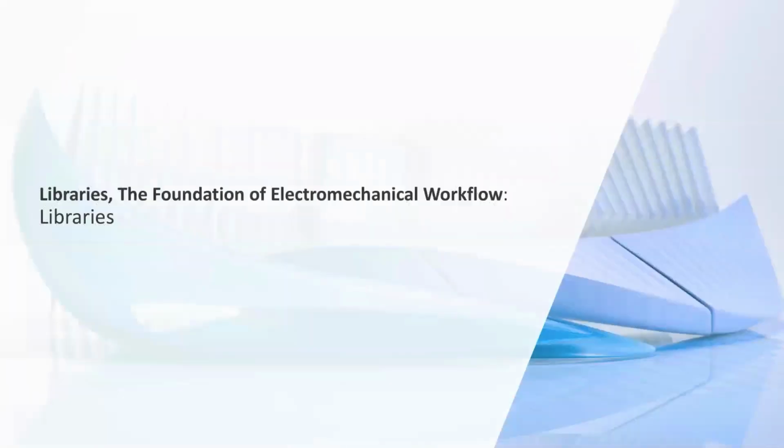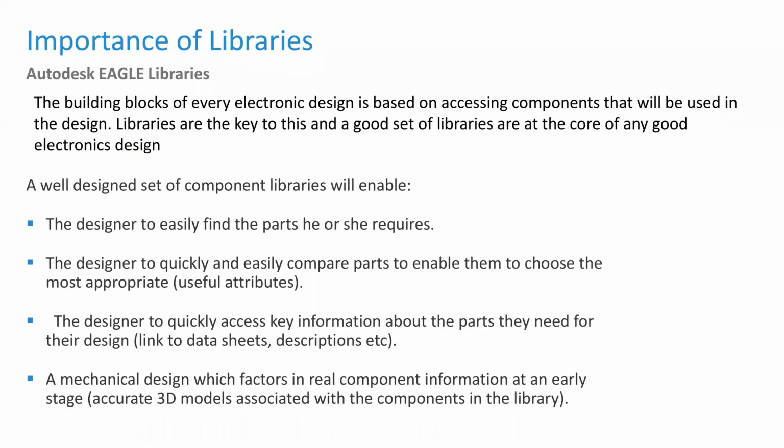So today we're going to talk about the foundation of the electromechanical workflow. In this case, I'm going to talk about our libraries. The importance of libraries: the building blocks of every electronic design is based on accessing components that will be used in the design. Libraries are the key of this. A good set of libraries are the core of any good electronic design. The designer can easily find the parts that they require. The designer can quickly and easily compare parts to enable them to choose which ones are most appropriate to use. Quickly access information about the parts, meaning links to data sheets, descriptions. Also, assigning attributes and accurately assigning 3D models.